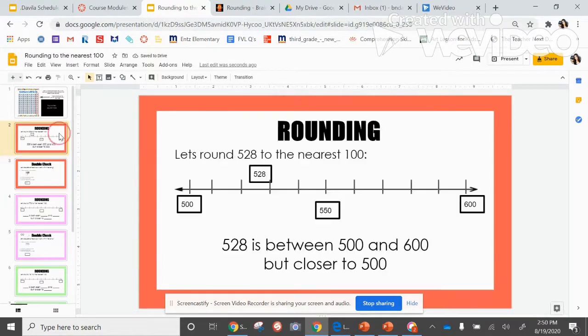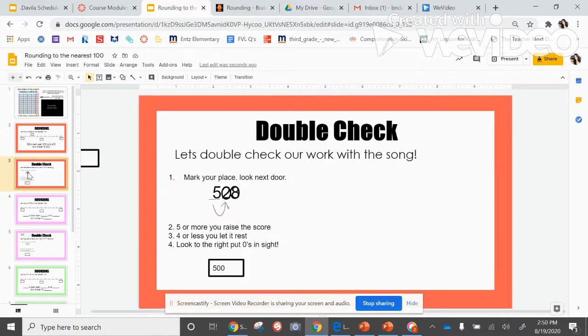Is that the same answer that we got above? It sure is. We got 500 as our answer. So that is a way that we can double check our work. Let's do the next one.